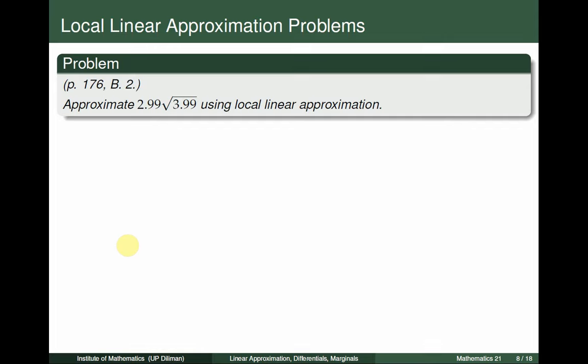Okay, once again, just like with the previous problem, we don't have a function, but we can just make one up here. Notice that the expression is 2.99 square root of 3.99. So what's a good candidate function here? That's right. We can choose f of x to be x minus 1 times square root of x. And then our x naught will be the closest integer to 3.99, which is 4.